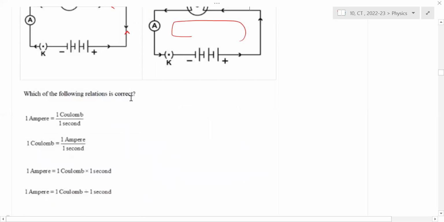Second one, which of the following relations is correct? The first one: Q by T. 1 ampere is equal to 1 coulomb upon 1 second, 1 coulomb per second.